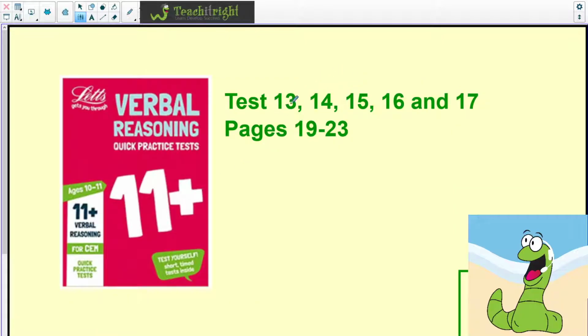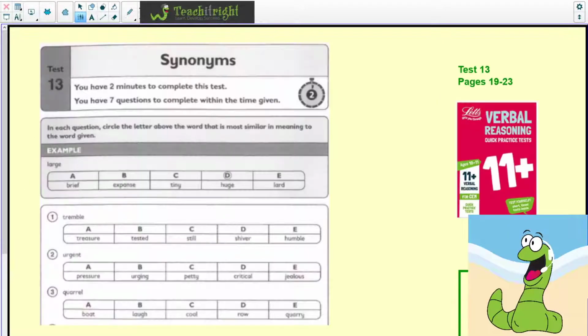Now these are quite a few tests in a row. We've got 13, 14, 15, 16 and 17, and it's running from pages 19 to 23. So let's have a look at test 13. Now test 13 is actually looking at synonyms. So we're trying to find one word that is a synonym to the word at the top.